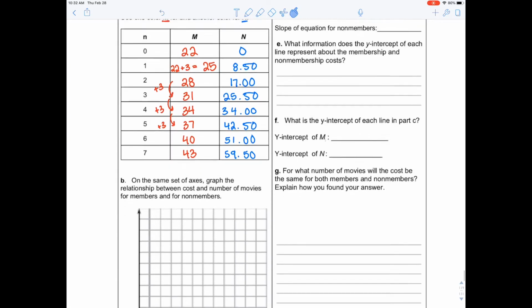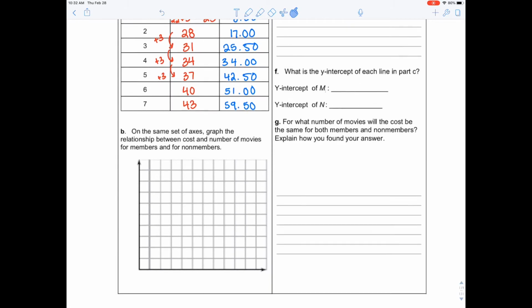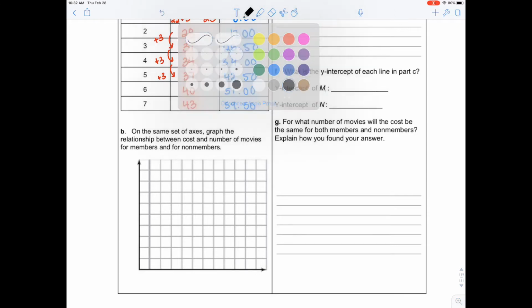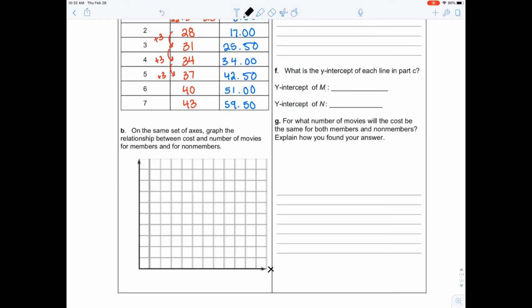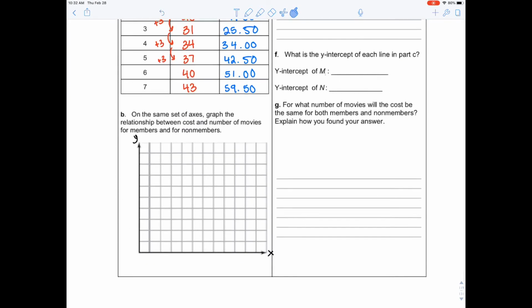Okay, so now that we've created our table, we're going to move on to graphing these. We need to ask ourselves, what is our independent variable? What's our dependent variable? Because that is going to help me label my axes. And remember, you must label your axes because if someone's just reading your graph, they're not going to know what these lines mean. So we need to give them some sort of indication.